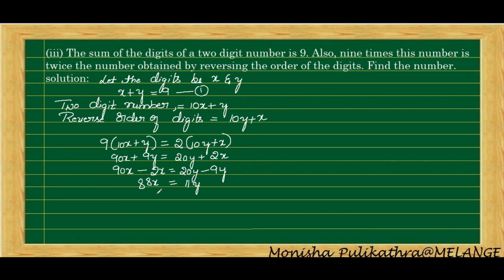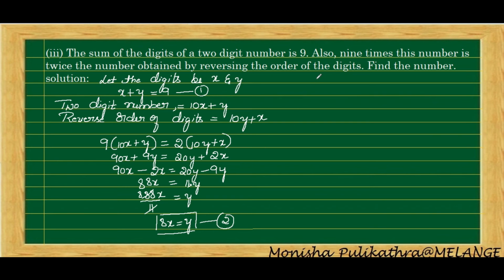So here, 88x divided by 11, I will be shifting this 11 to the right hand side. When we shift a term which is multiplied by another term to either side, it becomes divided by. So 11 ones are 11, 11 eights are 88. So 8x is equal to y. So this will be the second equation: 8x is equal to y.